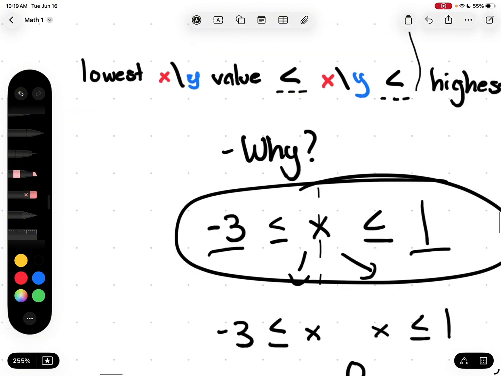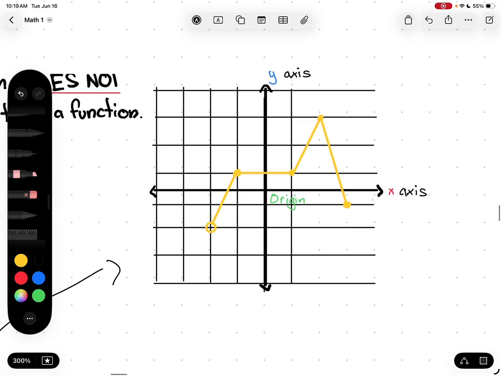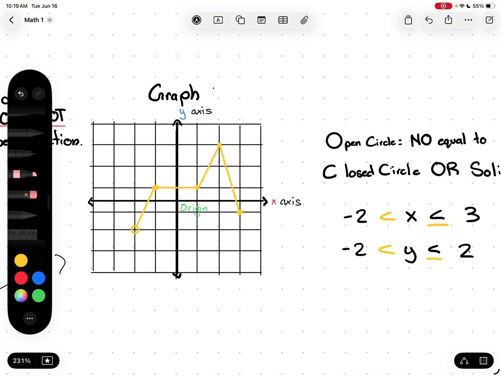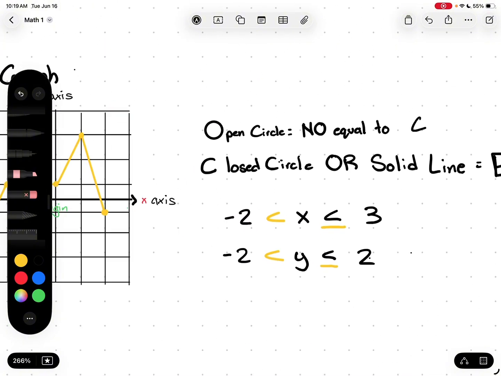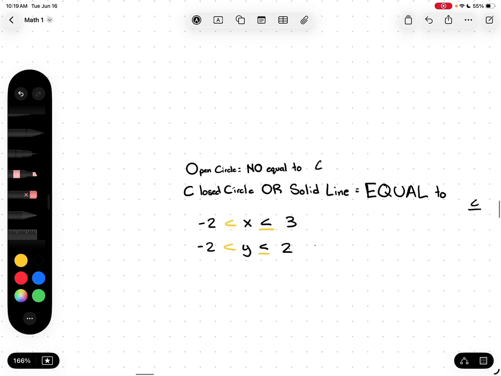Now, you might be wondering, why are we using this? And that's up here. The graphs may have either an open circle, like this over here, or a closed circle. Essentially, an open circle is going to have no equal to, so it's going to look like that. A closed circle, or a solid line, is going to be equal to, so it's going to look like that. It's going to have the line.